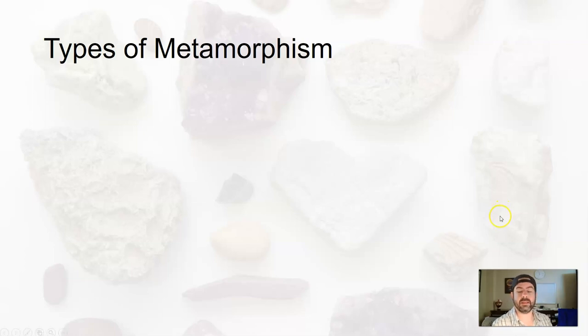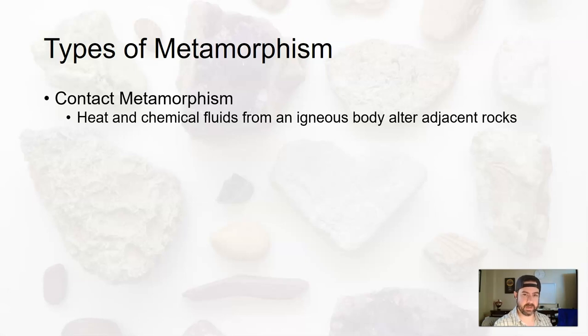All right. There are a few different types of metamorphism. Contact metamorphism is when there's existing rock and a magma intrusion, an igneous body, comes in, and the heat from the magma is in contact with this other rock, which alters it.